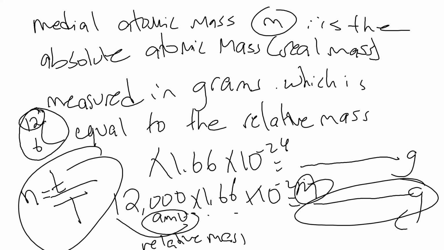I told you the trick of calculation, the way of calculating it. You just go to the mass number and multiply it by 1,000. Here you're going to have the atomic mass unit. And then you multiply this atomic mass unit by this number, and you end up with the medial mass.